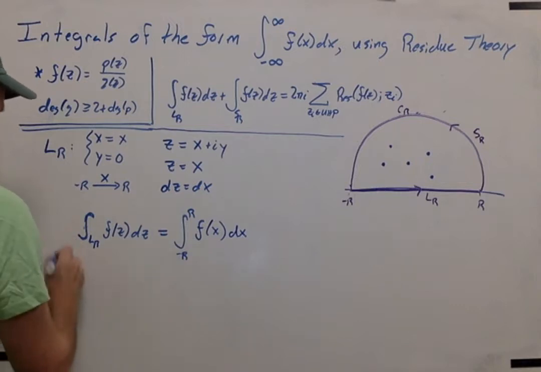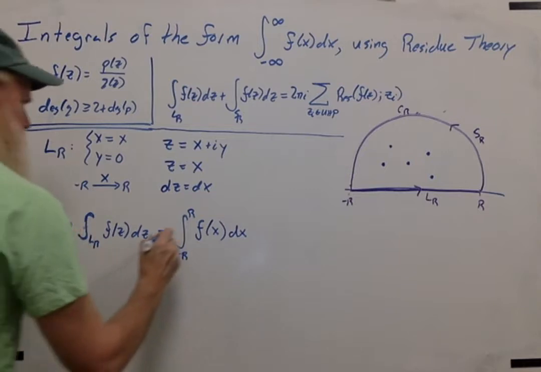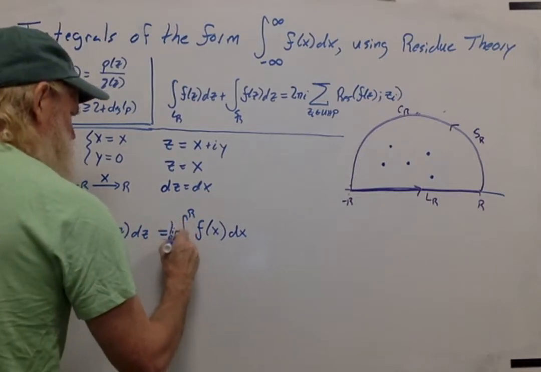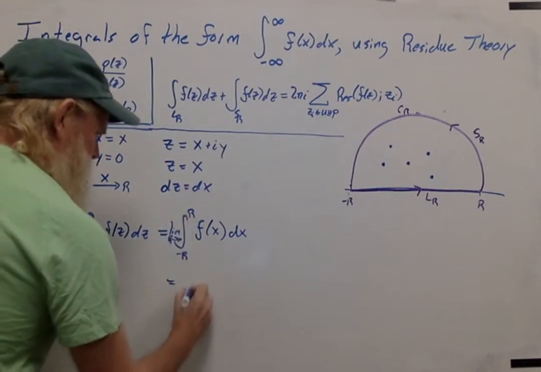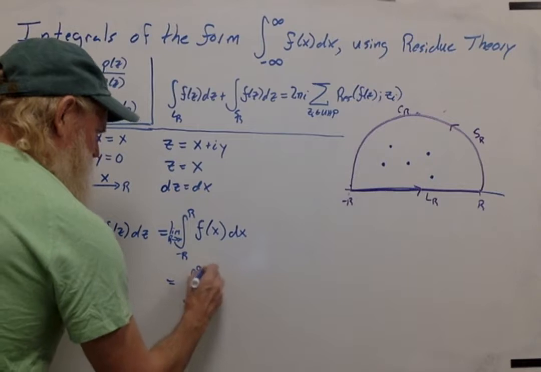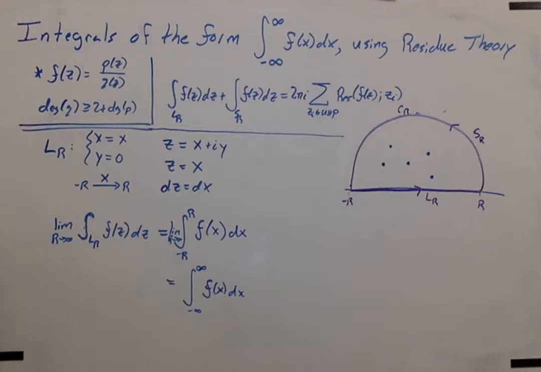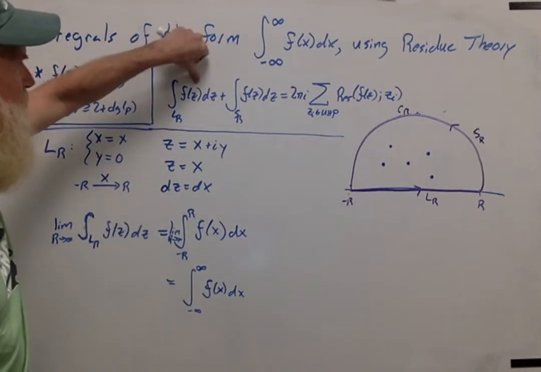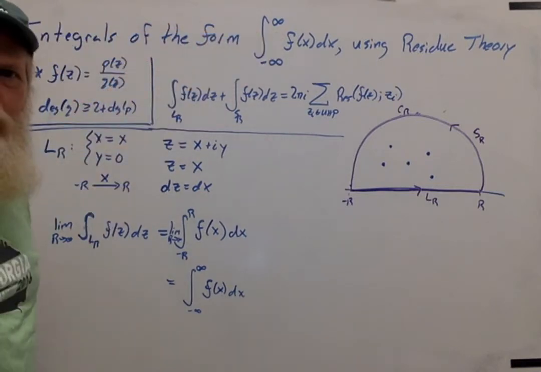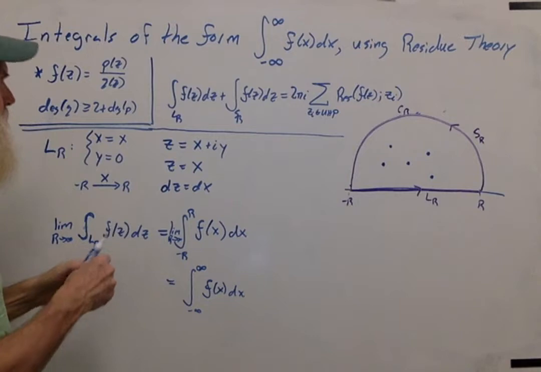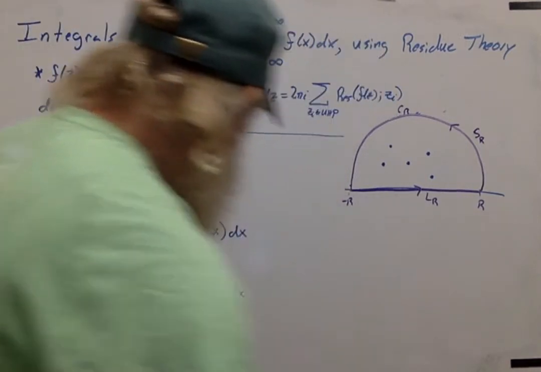And now let's take the limit as r goes to infinity. Well, if I let r go to infinity, then this becomes the integral from negative infinity to infinity, f of x dx, which is exactly what I'm looking for. So if I take the limit as r goes to infinity, this integral over here gives us the integral we're looking for. So that one is a keeper. Now let's look at what's happening with the integral over the semicircle.